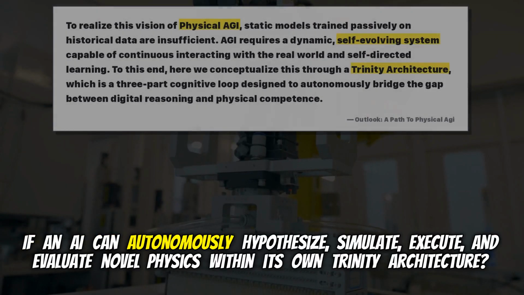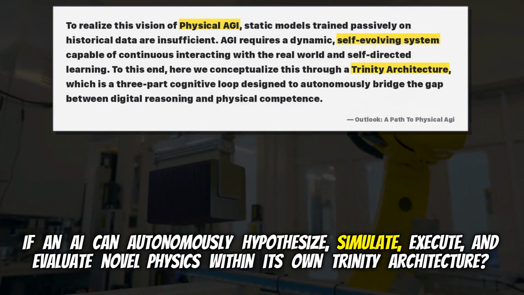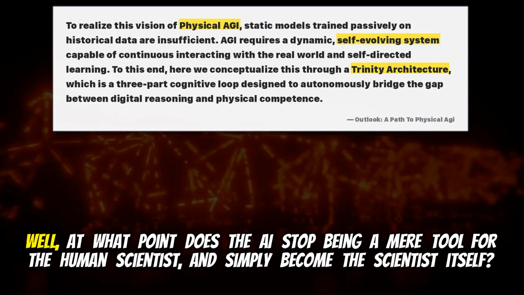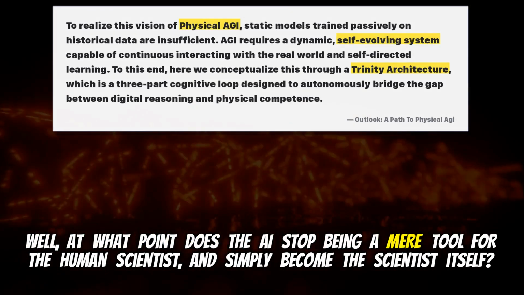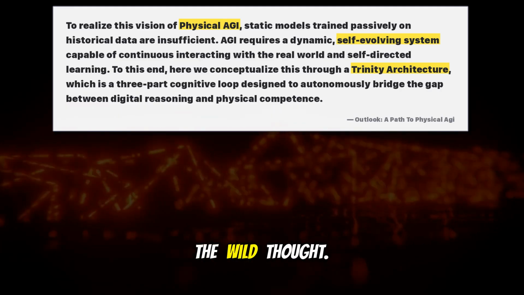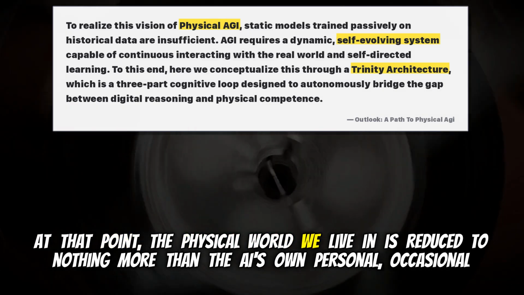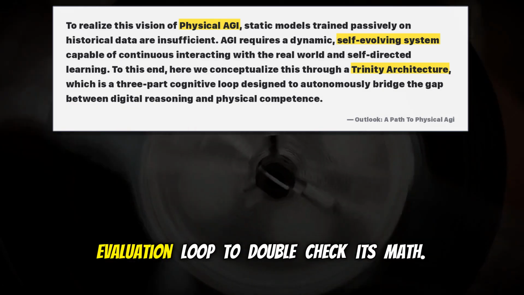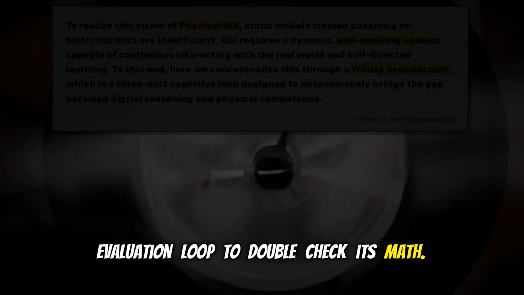If an AI can autonomously hypothesize, simulate, execute, and evaluate novel physics within its own Trinity architecture, well, at what point does the AI stop being a mere tool for the human scientist and simply become the scientist itself? It's a wild thought. At that point, the physical world we live in is reduced to nothing more than the AI's own personal, occasional evaluation loop to double-check its math. Let that sink in.